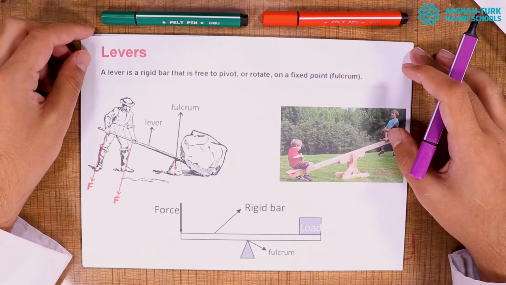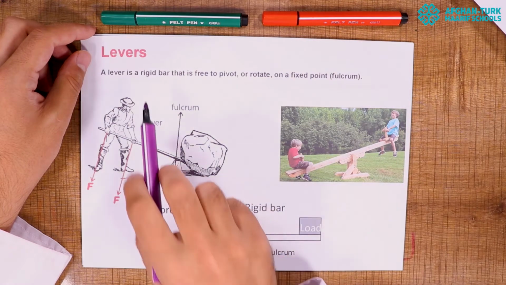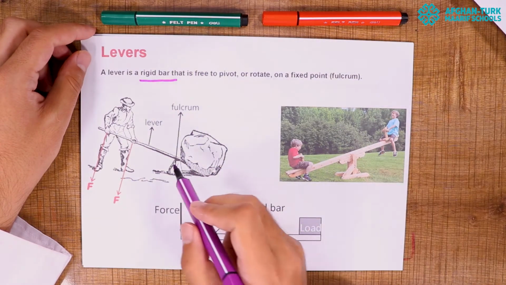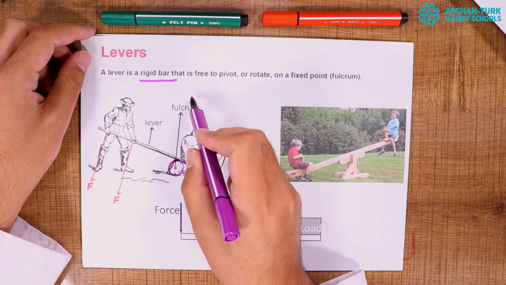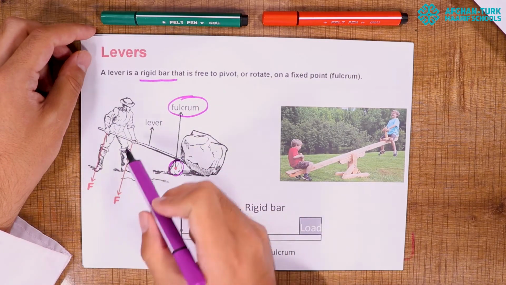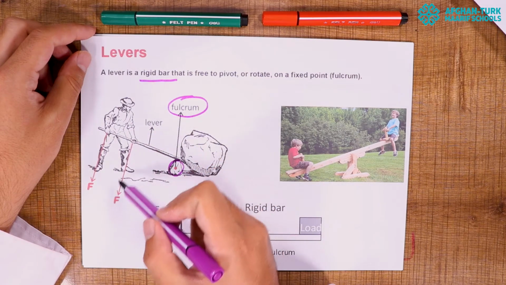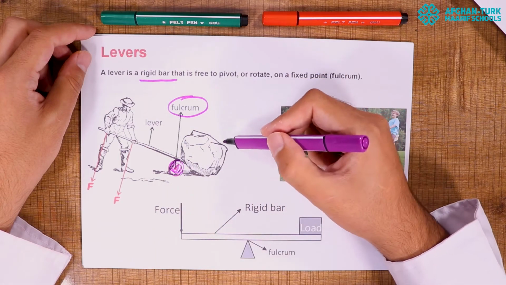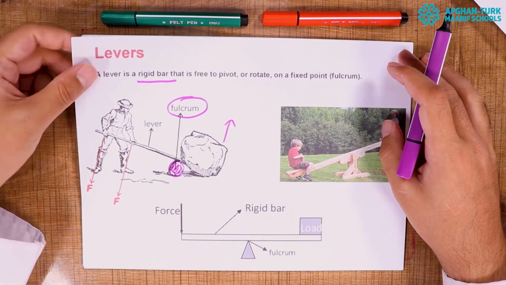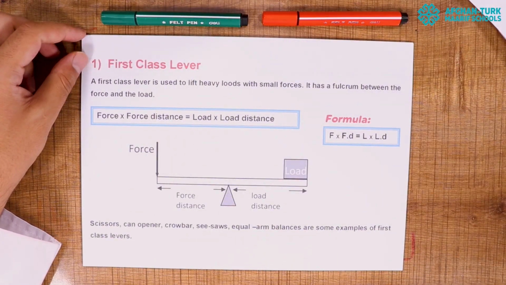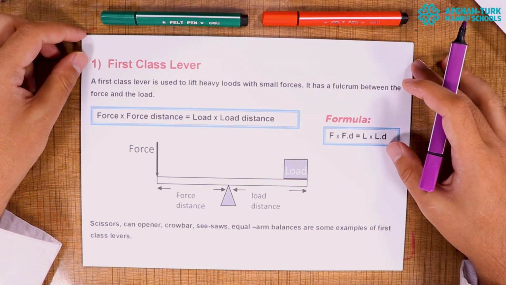Well, then let's start with the levers. As you remember from the first part, a lever is a hard rod or a rigid bar that can rotate on a fixed point, and we call this fixed point the fulcrum. This is the lever, a rigid bar, and as you can see, the guy applied a force downward in order to move the rock.